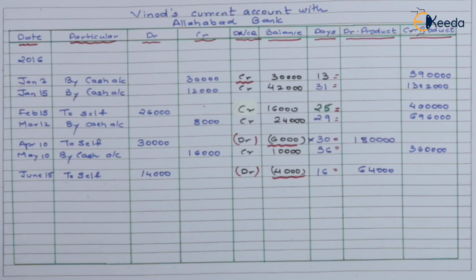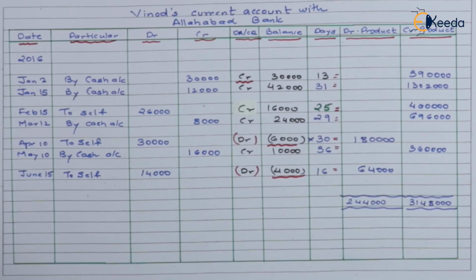So here we have finished entering all the details in the debit and the credit product. Let's make a total of it. So here we have calculated the debit product total as well as the credit product total. Now we have to calculate the interest on this. As mentioned in the question, interest will be calculated on the debit balance at 5% and credit balance at 2%. Let's figure it out.